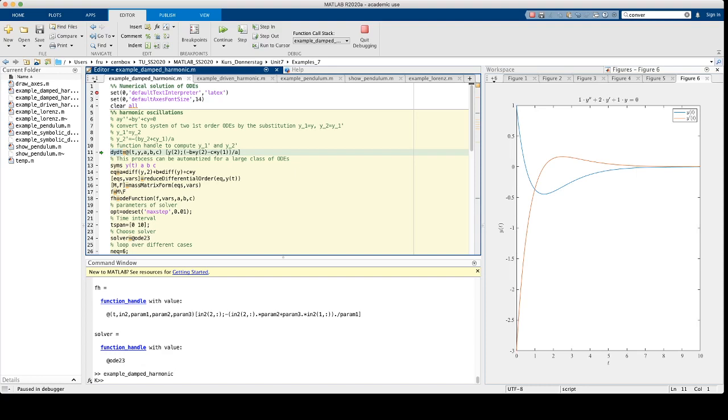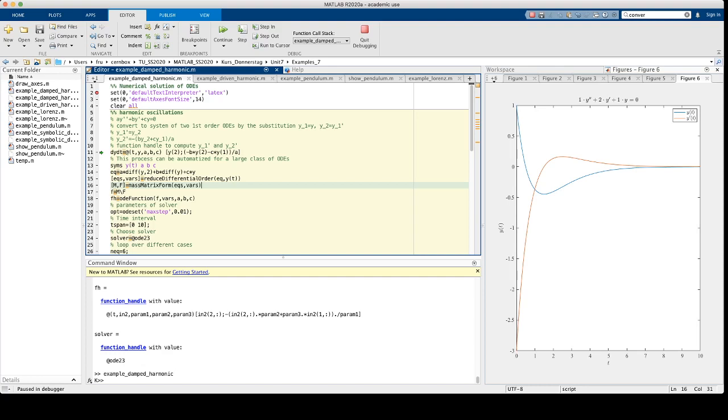Now we have two first order equations, and the right hand sides of these equations are now saved in a function handle which contains a column vector of two functions. So if you have a look at line 11, then we see a definition of a function handle dy dt that depends on t, y, and the three parameters a, b, c.